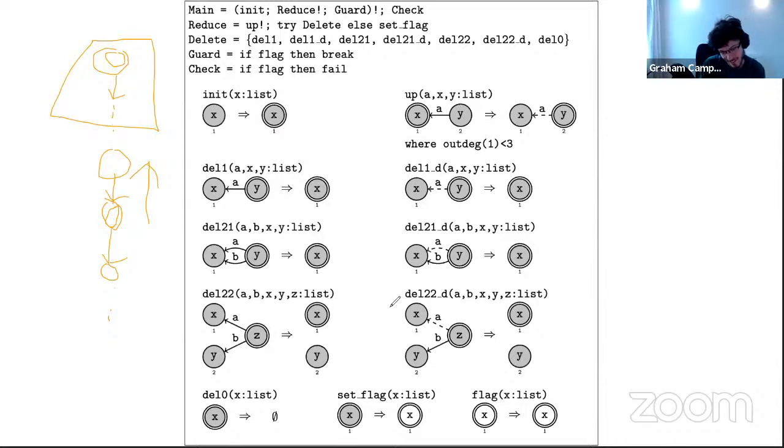For space reasons, we've written all the rules sideways, but you can imagine that delete 1 is more naturally drawn like this, right? You're applying the rule, so you're effectively deleting this portion of the graph and moving the root node down. And the same for all these others.